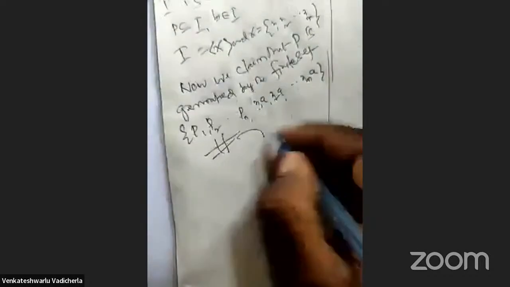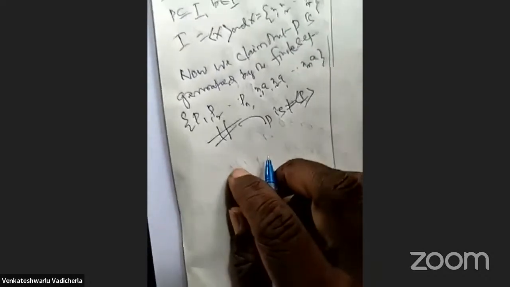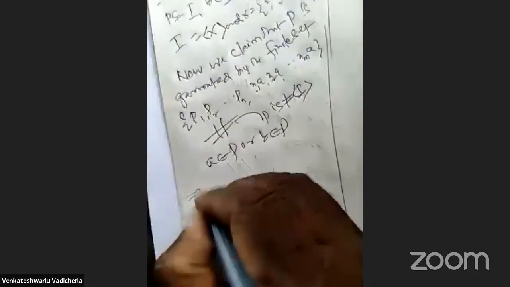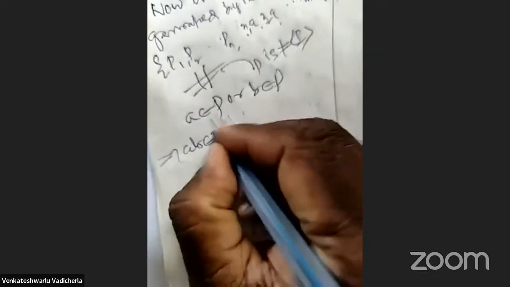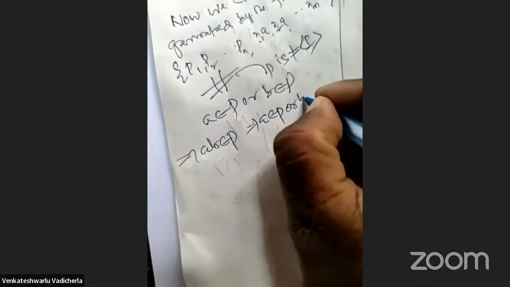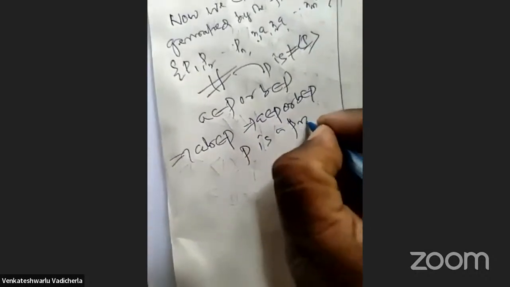But what we assumed originally is that P is not finitely generated. So that is not established. Either a belongs to P or b belongs to P. We can show that ab belongs to P implies a belongs to P or b belongs to P, and then P is a prime ideal. This is the prime ideal definition.